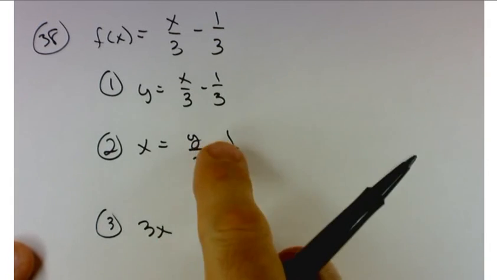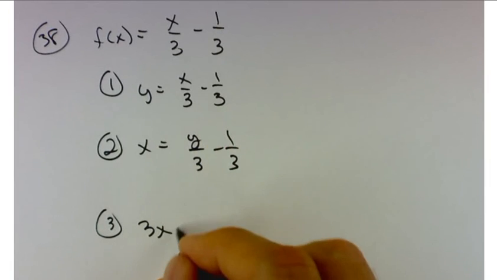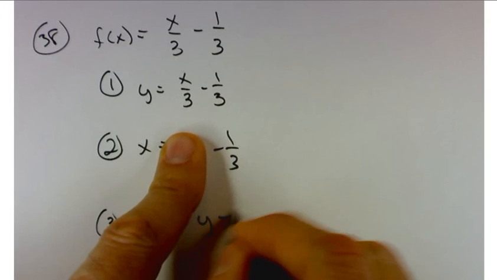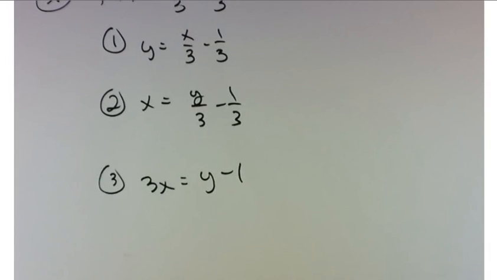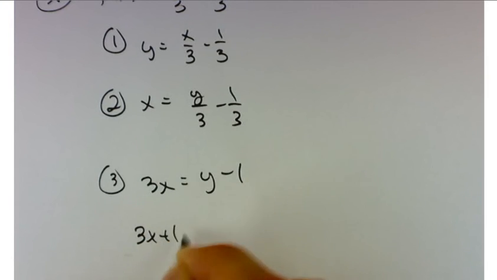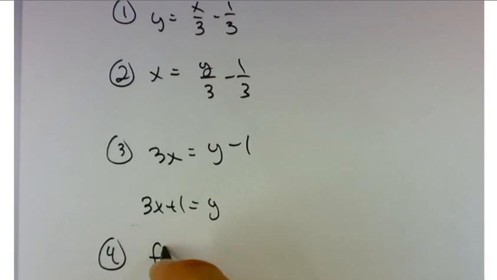You get rid of the denominator. You get y minus 1. And almost done, right? Add 1 to both sides. 3x plus 1 equals y. And last but not least, f inverse of x equals 3x plus 1.